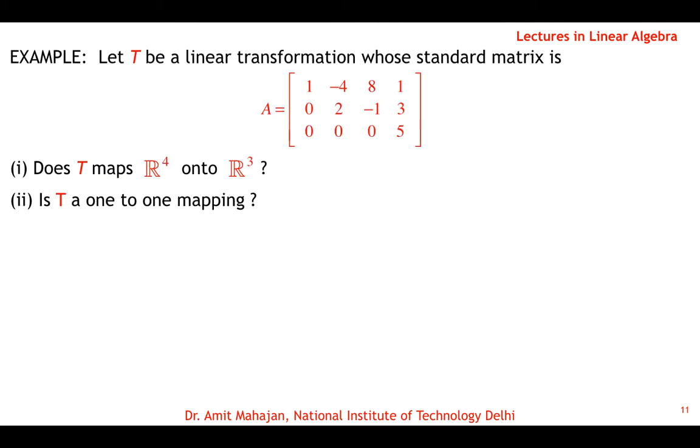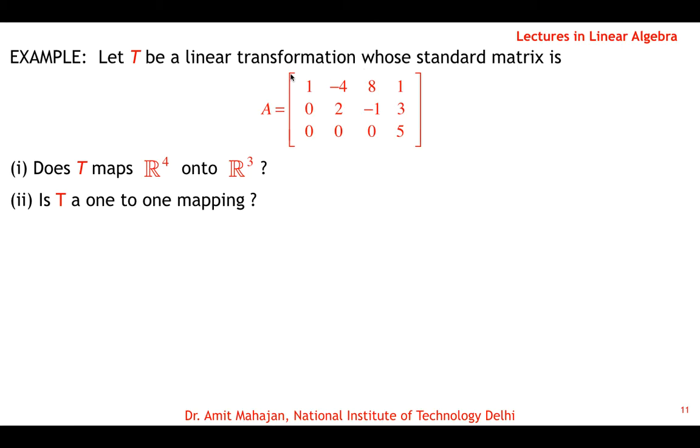Now we take, say, one example here. Let T be a linear transformation whose standard matrix A is given. Does T map R4 onto R3? That's one question. And is T a one-to-one mapping? So first, clearly see that there are 3 rows and 4 columns, and so the number of columns will tell us the domain and the number of rows will tell us the codomain. Okay, so there are 4 columns and 3 rows, so T is a mapping from R4 to R3. Now the question is whether it is onto or not, and whether it is one-to-one or not.